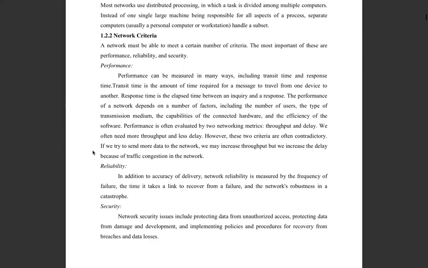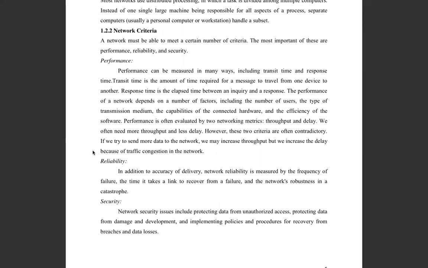So let's take performance. Now, performance can be measured in so many ways. We have the transit time, we have the response time, we have the throughput, we have the delay. Now, what is transit time in performance? The transit time is the amount of time required for a message to travel from one device to another.